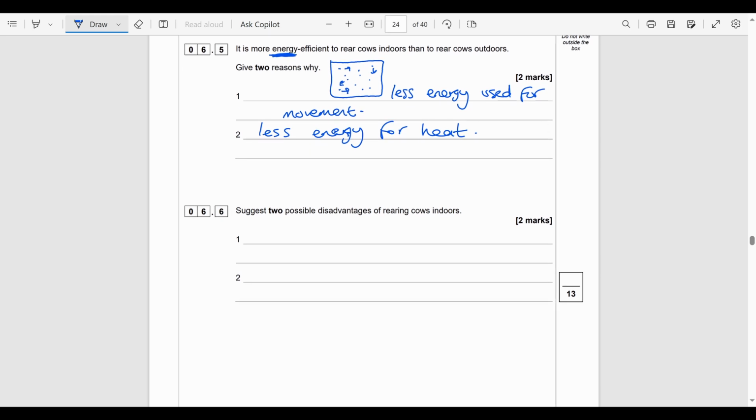6.6 suggests 2 possible disadvantages of rearing cows indoors. A disadvantage, if we're thinking about these cows here, is that if this cow develops a disease, because they're so near to each other by being indoors, the disease could spread to this cow, and then to another cow, and another cow, and another cow. So the chances of spreading a disease are going to be greater.